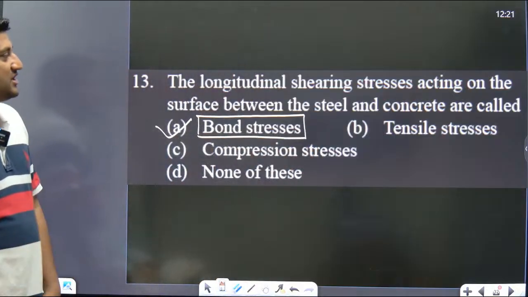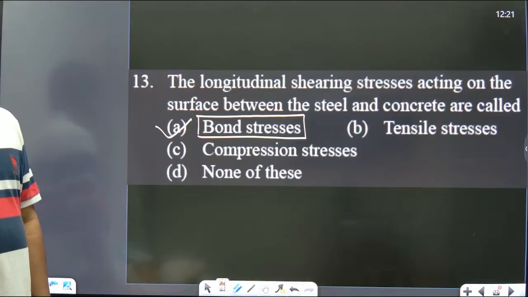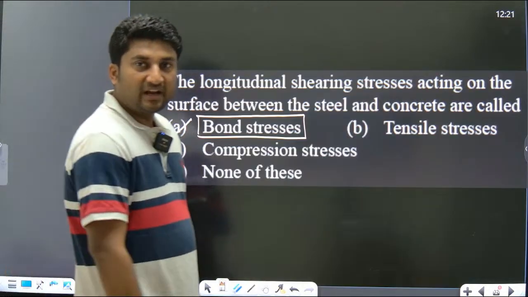The longitudinal shearing stress acting on the surface between the steel and the concrete is known as bond stress. Option A is the correct answer.